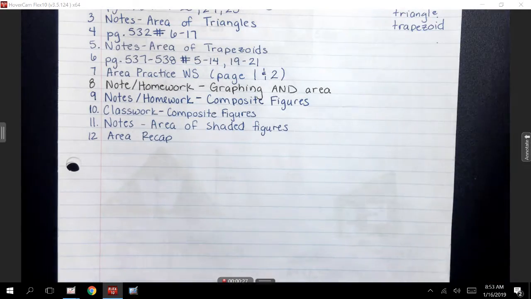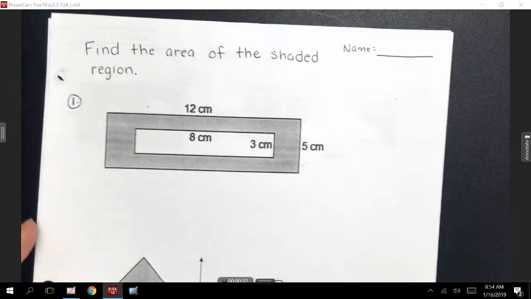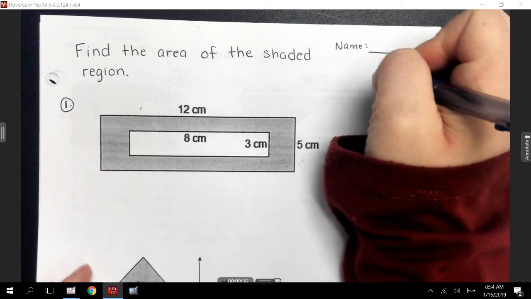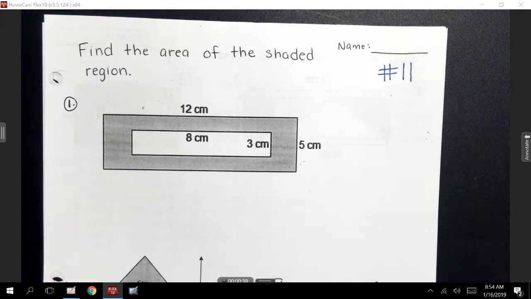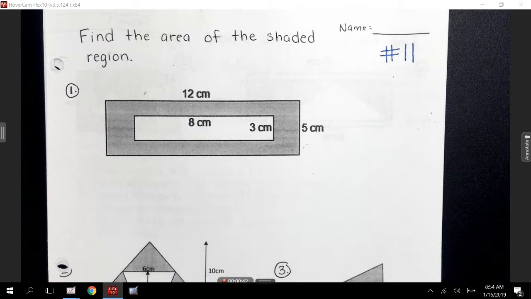All right, let's look at our first item of the day, which is going to be our notes. And this is number 11. Let's make sure you put your name, and this is number 11. All right, guys, we've actually done this before. I think we did this last week, maybe last Monday. But it's been a while, so I wanted us to go back and just mention it again.